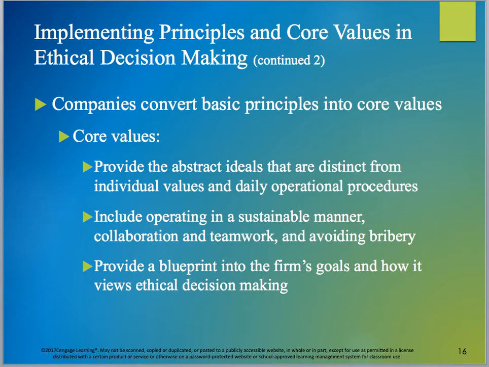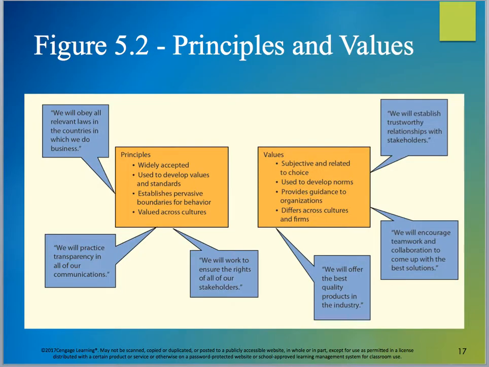Companies convert basic principles into core values, which provide abstract ideals that are distinct from individual values and daily operational procedures. They include operating in a sustainable manner, collaboration and teamwork, and avoiding bribery, which is very huge in every industry in business. And then providing a blueprint for the firm or organization's goals and how it views ethical decision making.